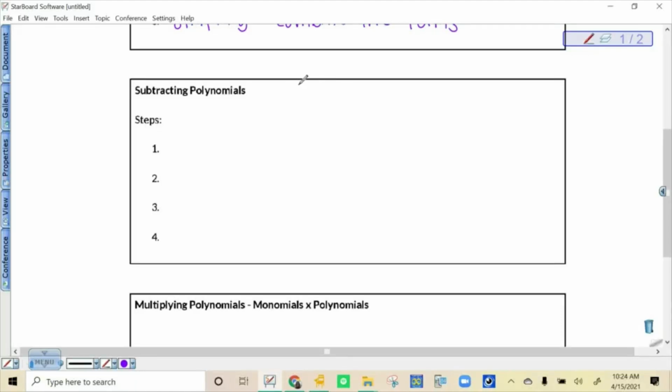What's my very first step? What's my very first step? Yep, exactly. Distribute. Oops, the minus sign. To every term in the second polynomial.